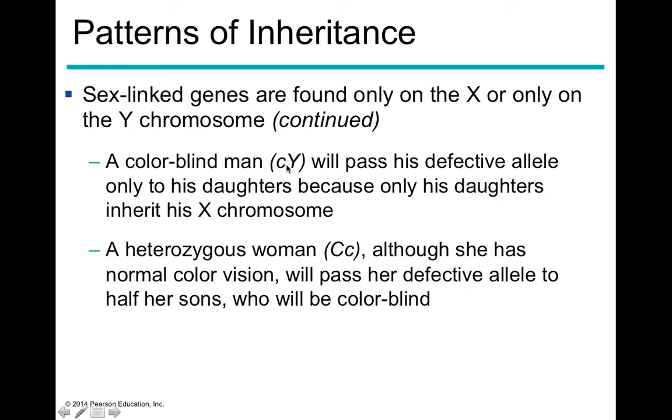Now, a man who is colorblind, it's depicted as lowercase c. Why? Because this is the X that's carrying the lowercase c. He will pass his defective allele on to his daughters, only to his daughters. Why not his sons? Because his sons are going to get the Y, right? Same thing with male pattern baldness. It only skips a generation because it goes into the ladies. It does not get passed on to the sons directly, right? And that's because the sons are going to be getting the Y from their father. Now, a heterozygous woman, even if she has normal color vision herself, could possibly pass her defective allele onto half of her sons. So half of her sons will end up with colorblind alleles and the other half will not.